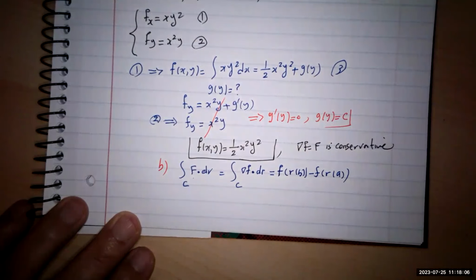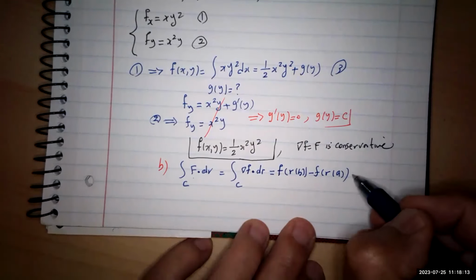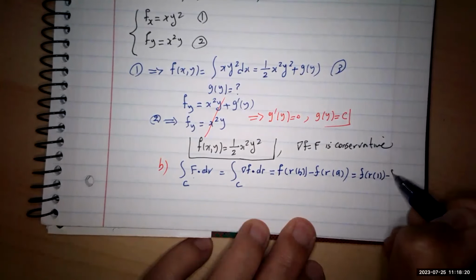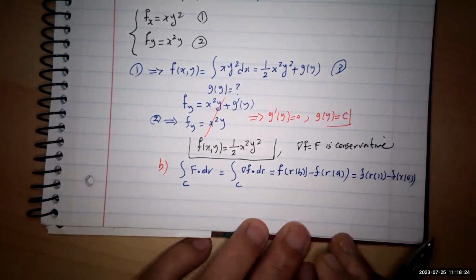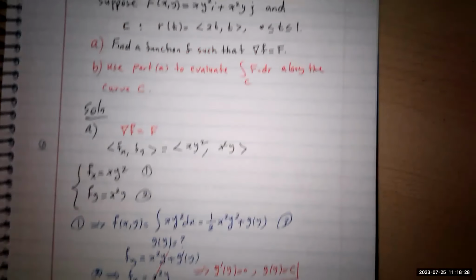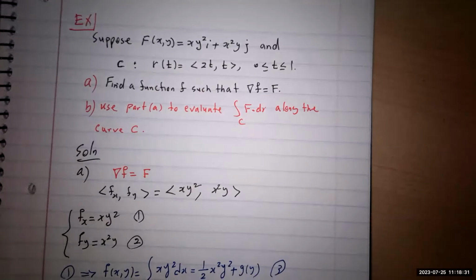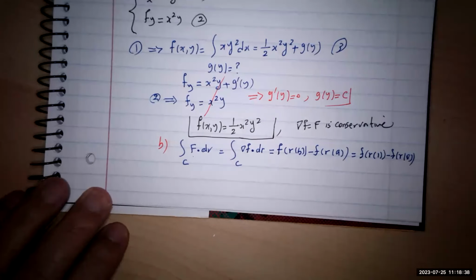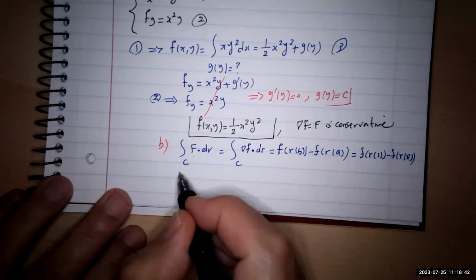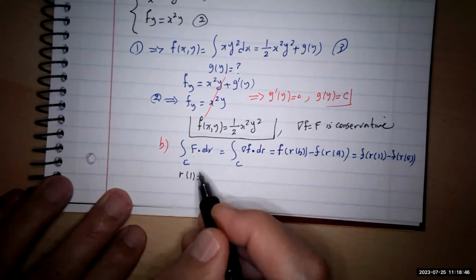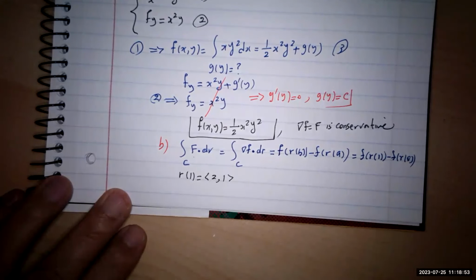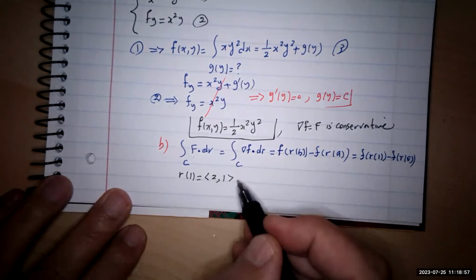In this case, your curve is going from 0 to 1. So this would be equal to f of r of 1, the endpoint, minus f of r of 0. Because your curve is going between 0 and 1, you find these numbers and then you just substitute. So what is going to be r(1)? You go to your function r(1). You see that was 2t and t, so that gives you (2,1). That is going to be f of r(1).